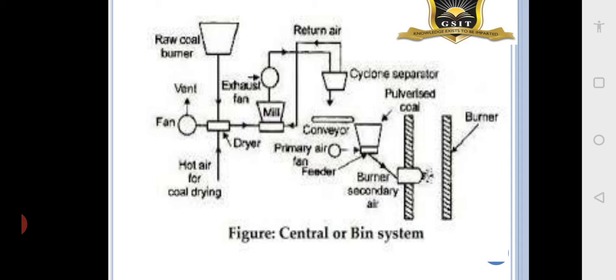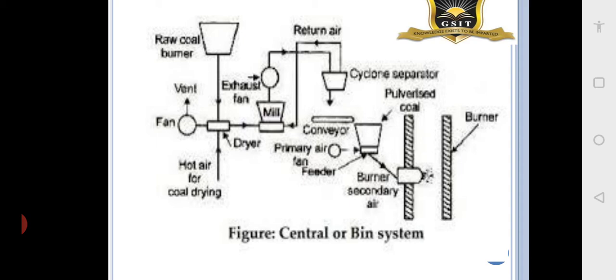Okay, so the coal drops down due to gravity, and then from the bottom you are supplying hot air for drying the coal. You have got a fan to vent out the water vapors, and then after drying it comes to the mill, where the coal is pulverized into powder. Then after pulverizing it comes to the cyclone separators.